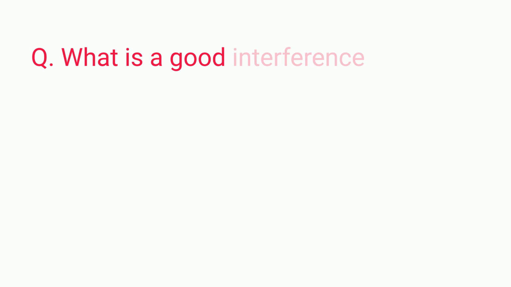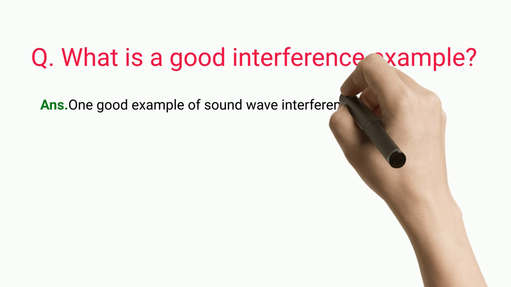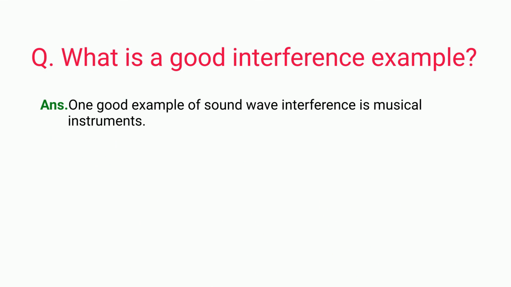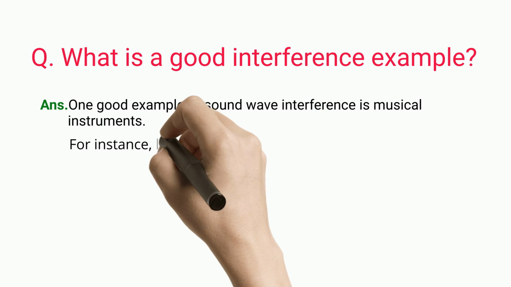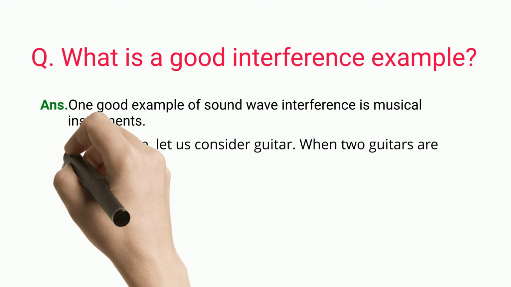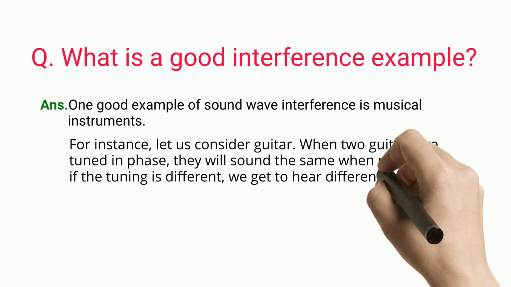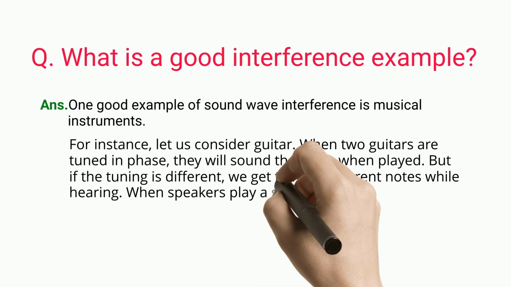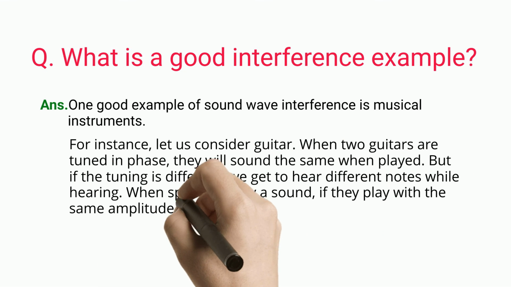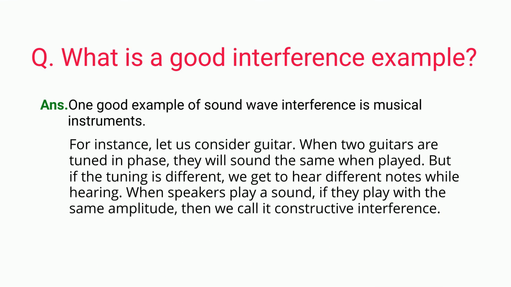What is a good interference example? One good example of sound wave interference is musical instruments. For instance, let us consider guitars. When two guitars are tuned in phase, they will sound the same when played. But if the tuning is different, we get to hear different notes. When speakers play a sound, if they play with the same amplitude, then we call it constructive interference.